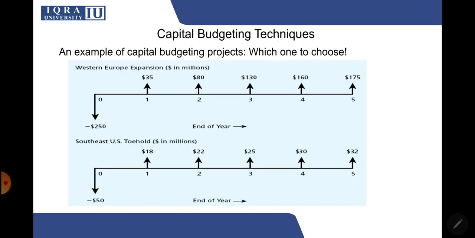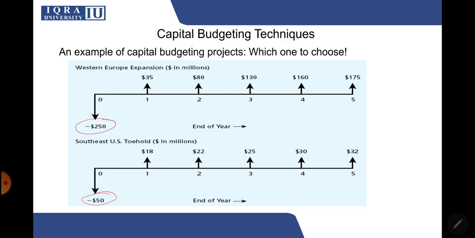Now, capital budgeting techniques, why are they important? Because you need to decide which project is better. For example, Western Europe expansion requires a negative 250 investment. At time zero you can see the negative sign over here. And in the same way, in Southeast US you can see a negative 50 at time zero. So in the first project you need to invest $250. The negative sign shows a cash outflow, meaning you will have to make that investment.